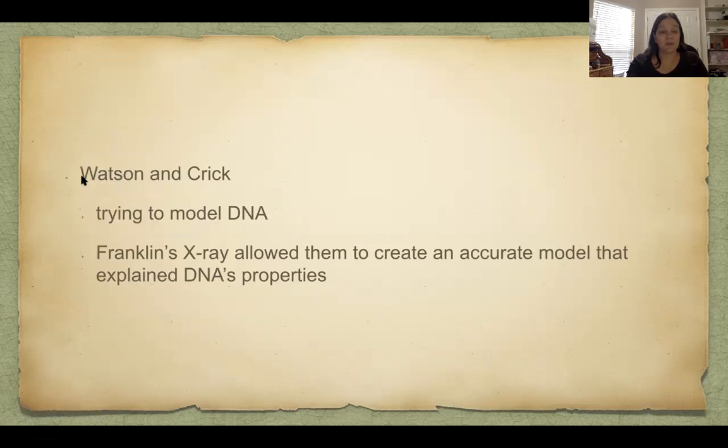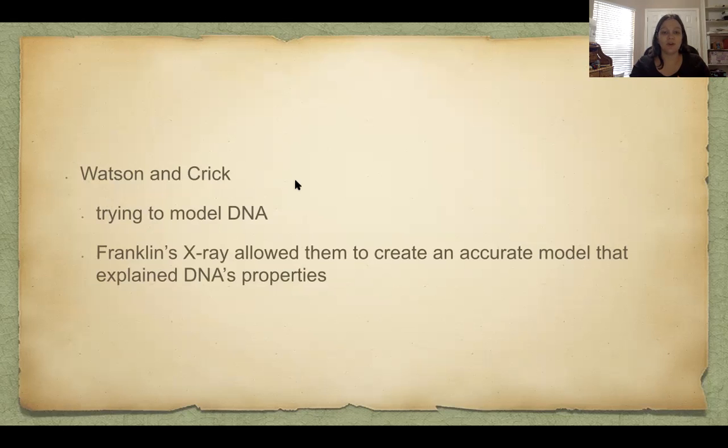The last people we're going to talk about that are involved in solving the structure are Watson and Crick. And they were trying to create a model of DNA, and they couldn't create one that accurately showed the known properties and the fact that DNA could be responsible for storing and transmitting genetic information until they saw Franklin's X-ray. And that let them create this model that could explain DNA's properties.